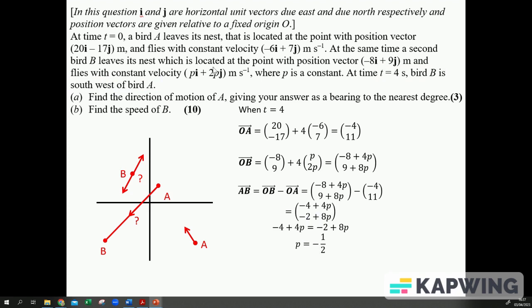I can put that into here for the velocity vector, or this for the velocity vector for B. So that's the velocity of B as a vector. And it wants the speed, so I need to do Pythagoras on that. Find the magnitude of the vector, and it is root 5 over 2, or 1.1 meters per second.